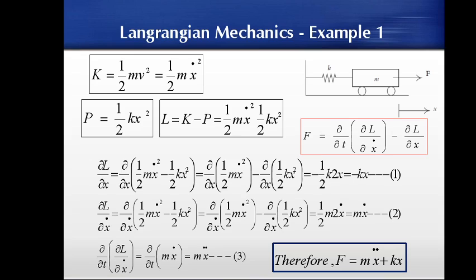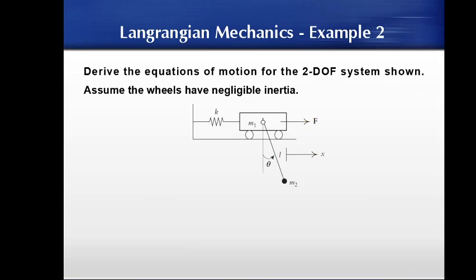then find the expression for kinetic energy, find the expression for potential energy, then from that derive the Lagrangian and find out the required terms which are to be substituted in the generalized equation. Substitute those terms, and you can finally find the expression for the dynamic components, force or torque, that is acting on the system. Okay, so let's look at the next example of a 2 degree of freedom system.